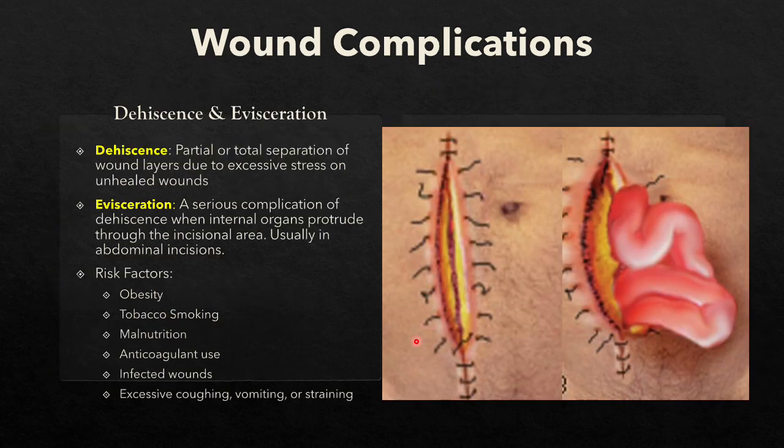Two other very significant wound complications include dehiscence and evisceration. Dehiscence is a partial or total separation of wound layers due to excessive stress on unhealed wounds. Evisceration, on the other hand, is a serious complication of dehiscence when internal organs protrude through the incisional area. It usually occurs in abdominal incisions. Risk factors include obesity, tobacco smoking, malnutrition, anticoagulant use, infected wounds, excessive coughing, vomiting, or straining.